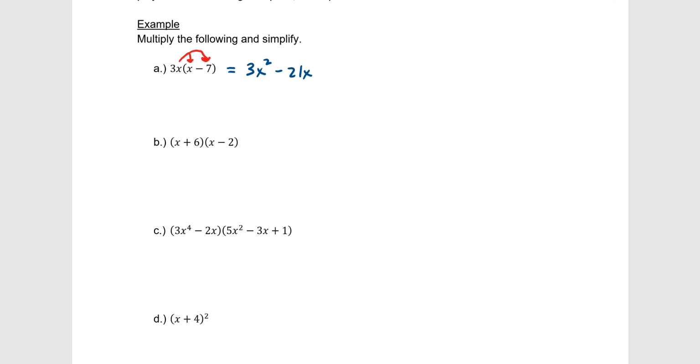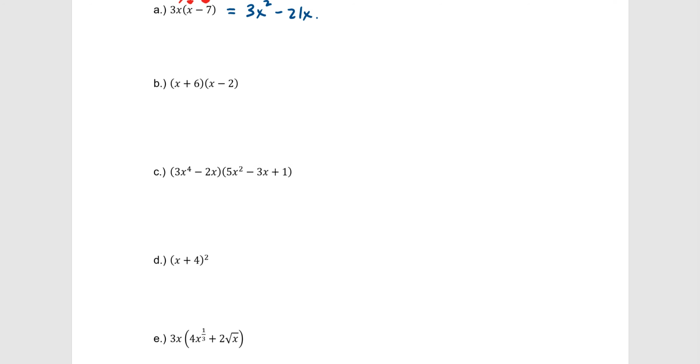And that's all we have to do for that one. There are no like terms to combine. So that was multiplying a monomial by a binomial, one term distributing into two terms. Now we're going to be distributing for the next one.